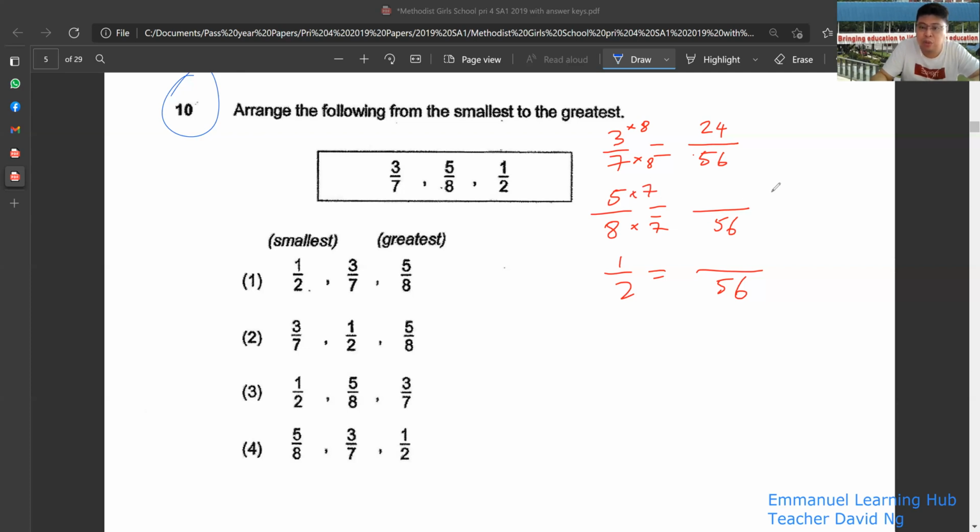So 5 times 7 gives you 35. Same thing: 2 multiplied by how many gives you 56? 2 multiplied by 28 gives you 56. So this one is 1 times 28, which is 28. How many over 56? 28. Now you tell me which one is the smallest.